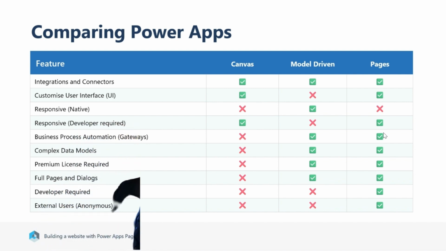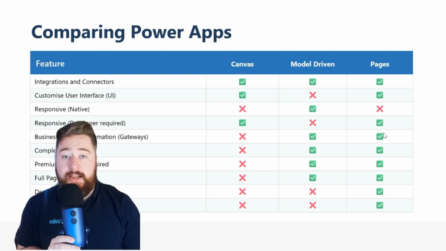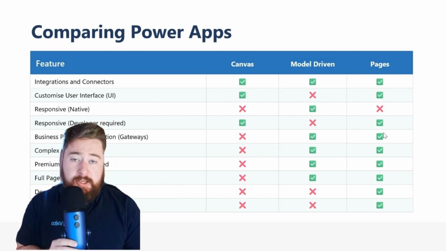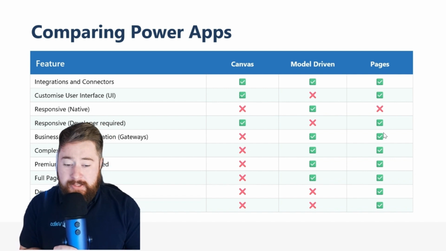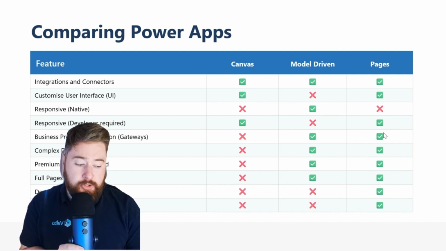Developer required. Now, technically, you don't need a developer for a Canvas app or model-driven app because there are a lot of easy user interfaces. Whereas with Power Pages, you do need to have a developer. It's essentially a website. You need to understand HTML, JavaScript, and things like that. It's not really a proper end user solution.